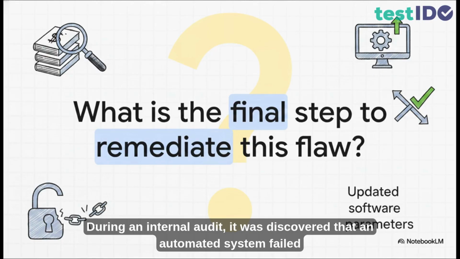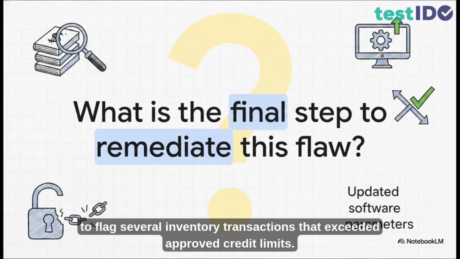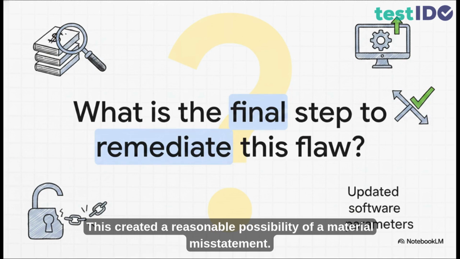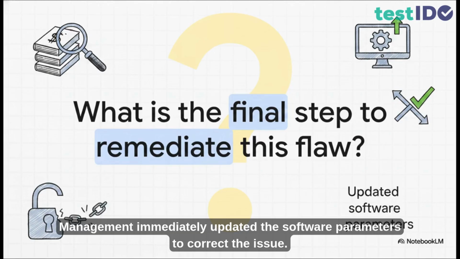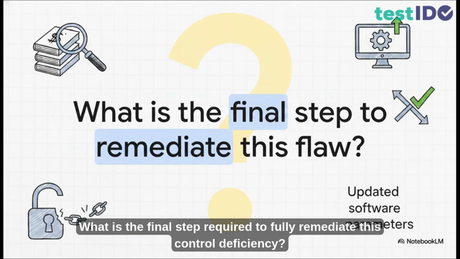During an internal audit, it was discovered that an automated system failed to flag several inventory transactions that exceeded approved credit limits. This created a reasonable possibility of a material misstatement. Management immediately updated the software parameters to correct the issue. What is the final step required to fully remediate this control deficiency?